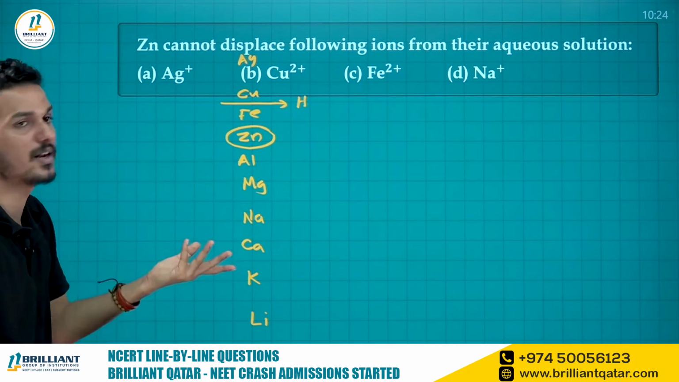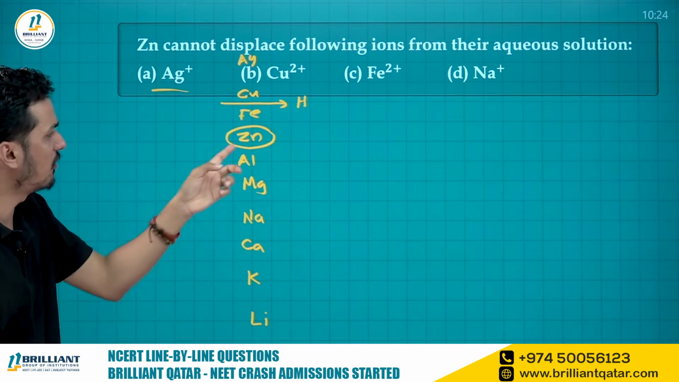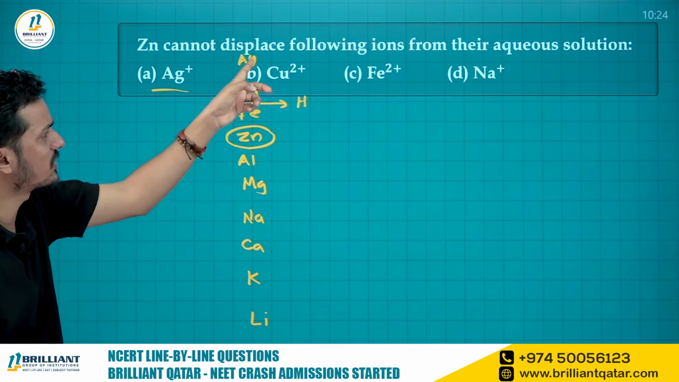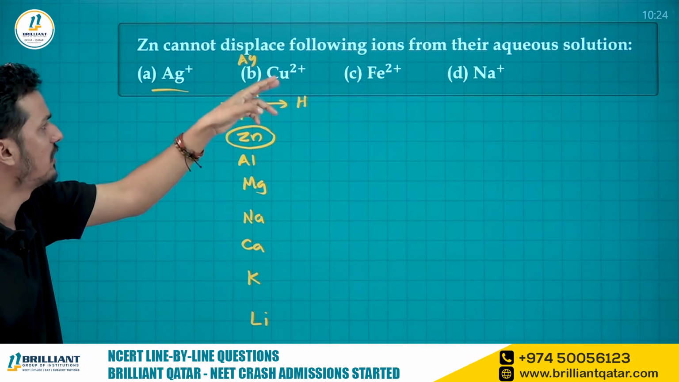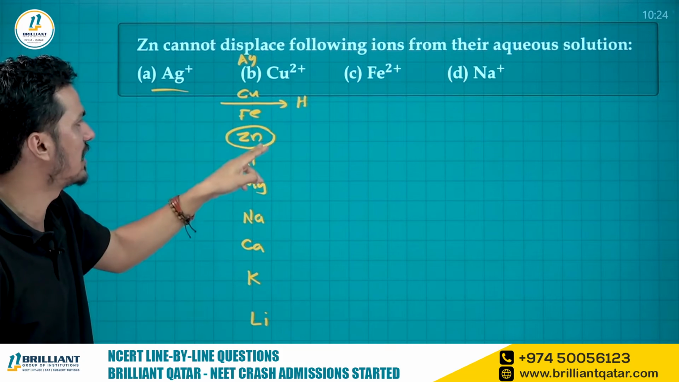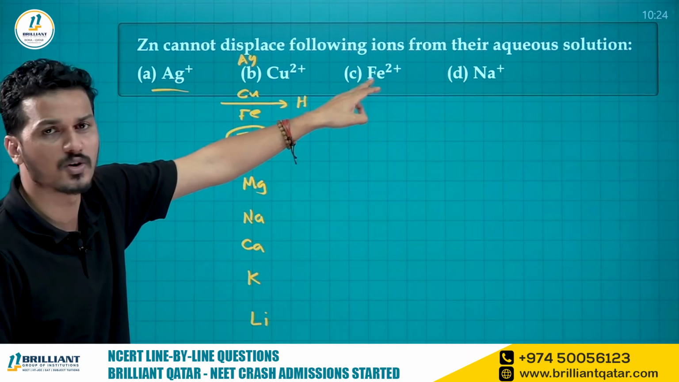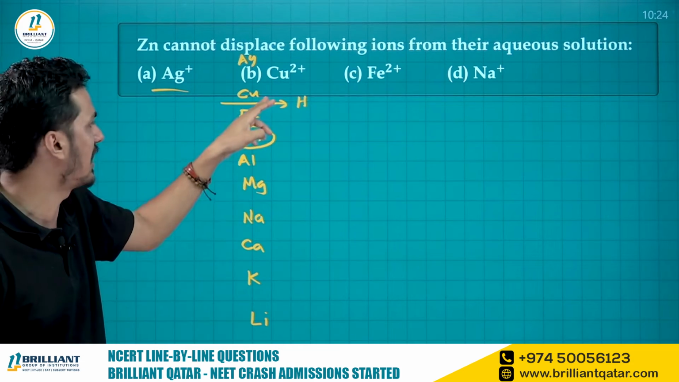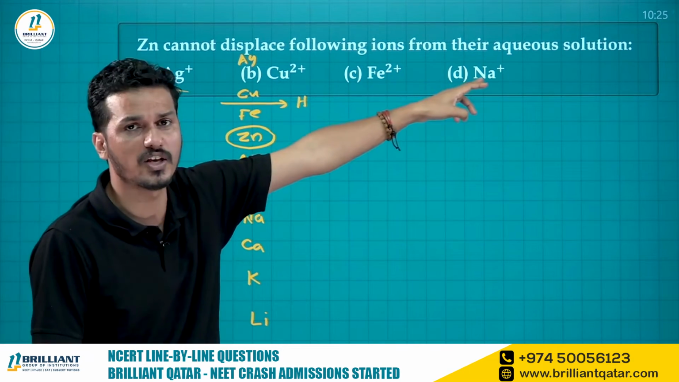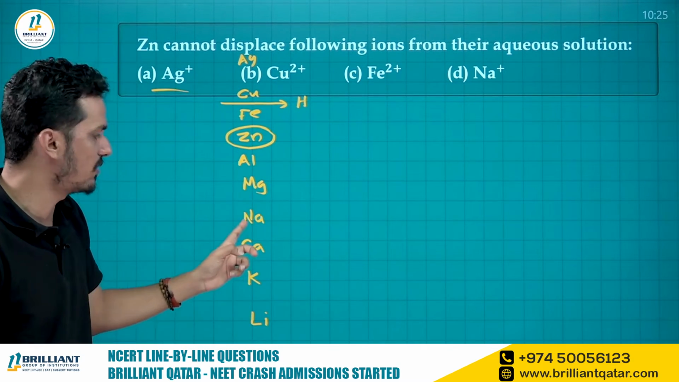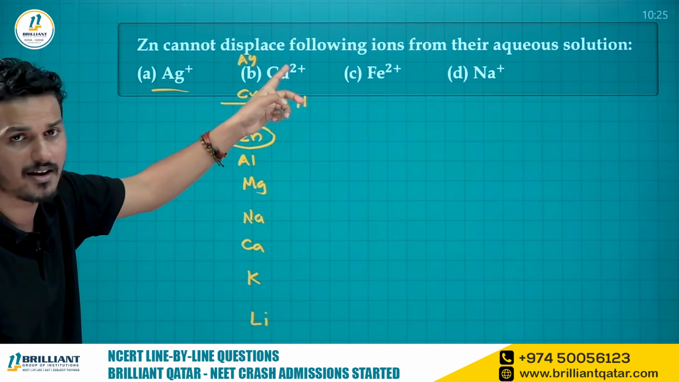You must remember silver. Silver is less reactive than zinc because silver is on the top, less reactive. And copper is also less reactive than zinc, so zinc can displace it. And iron is also less reactive than zinc, so it can displace iron too. What about sodium? Sodium is downside. Sodium is here only. Sodium is more reactive than zinc.